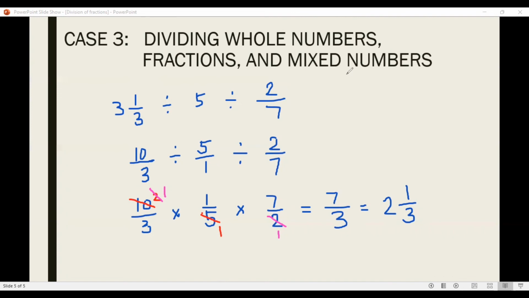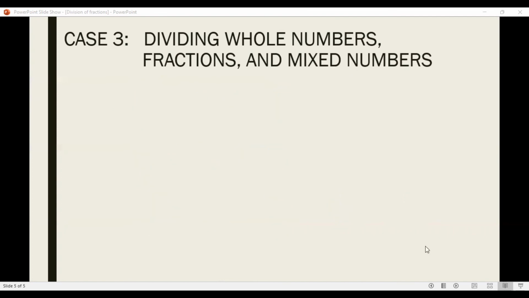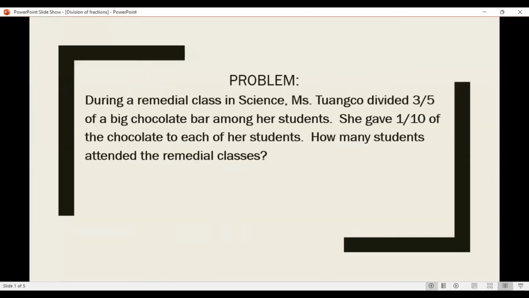Okay, so those are the rules when you are dividing fractions. So for now, let's go back to the problem that we had a while ago. So during a remedial class in science, Ms. Tuangco divided 3/5 of a big chocolate bar among her students. She gave 1/10 of the chocolate to each of her students. How many students attended the remedial classes? Okay, so here there is that amount of chocolate, 3/5, which is divided in such a way that each of the students gets 1/10. So 3/5 divided by 1/10.